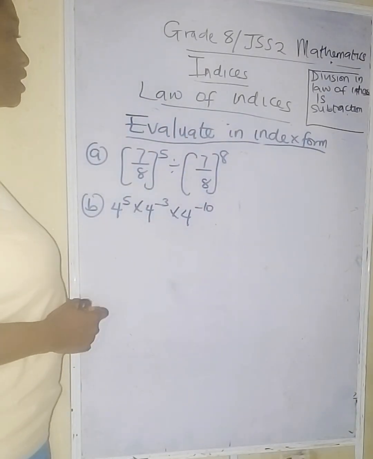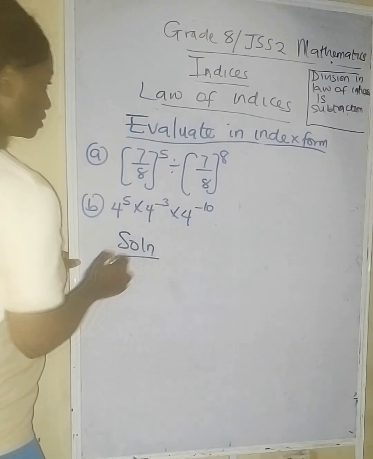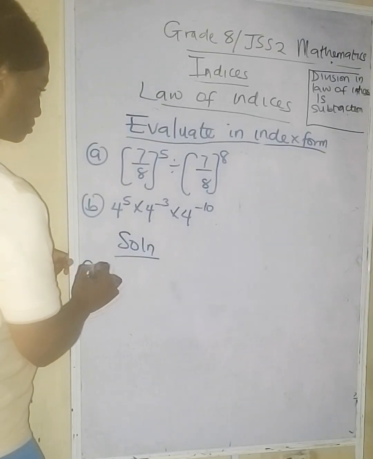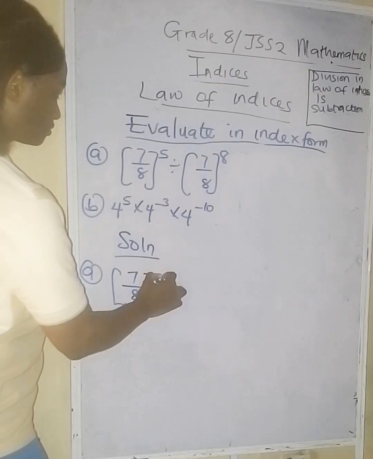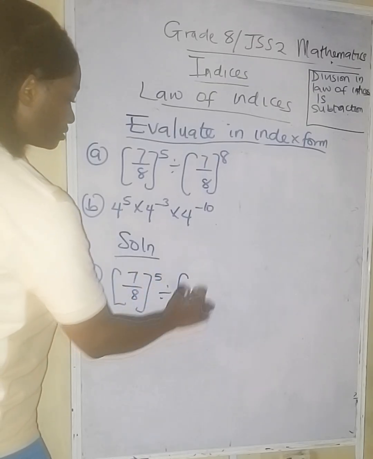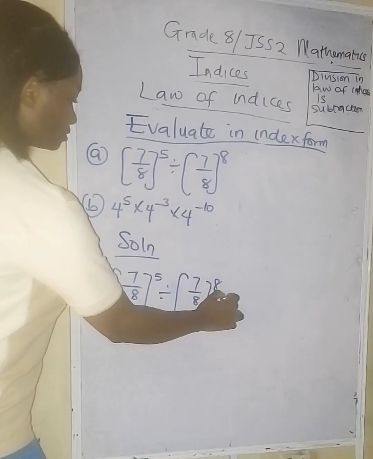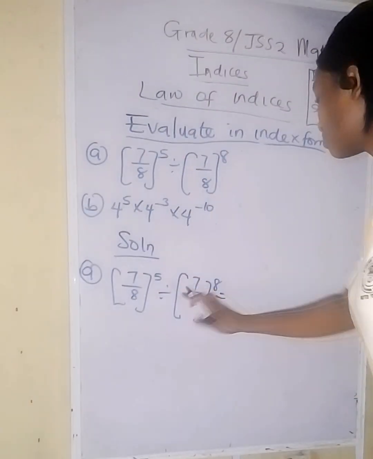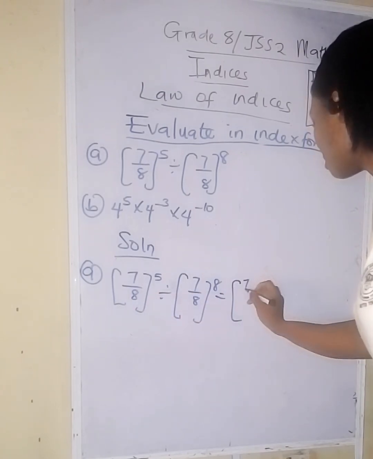People said evaluate in index form. Evaluate in index form. Alright, so now let's do that. So let's start with the first one: 7 over 8 raised to the power 5 divided by 7 over 8 raised to the power 8. Alright, so now we have this. If you observe, they are the same base. So we just pick one base. So that will be 7 over 8.